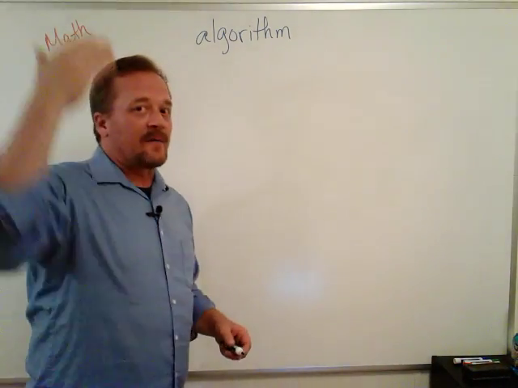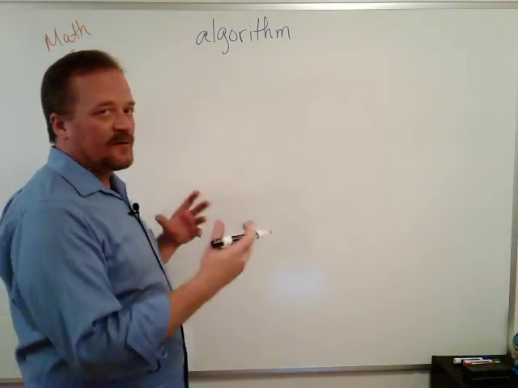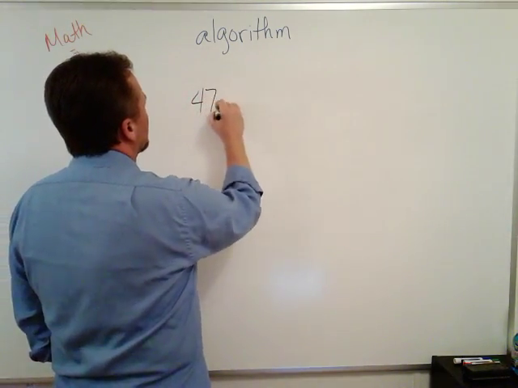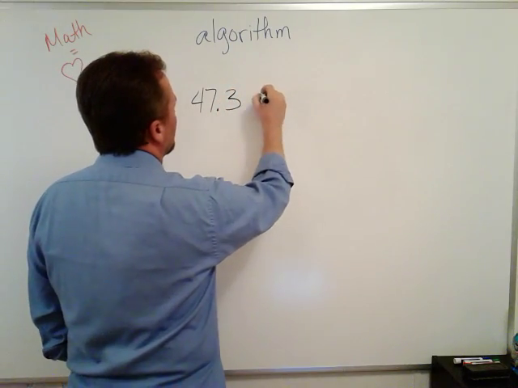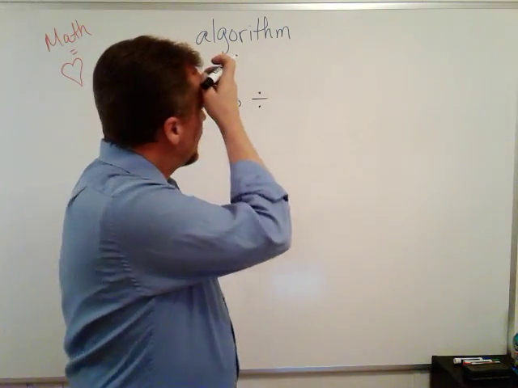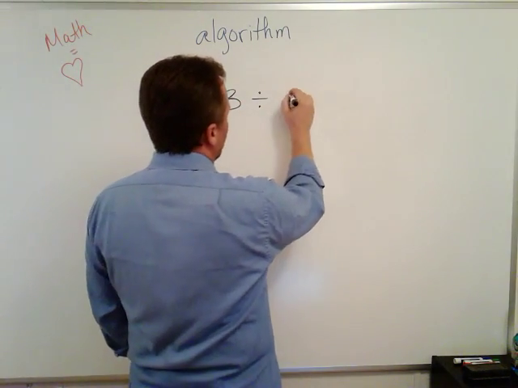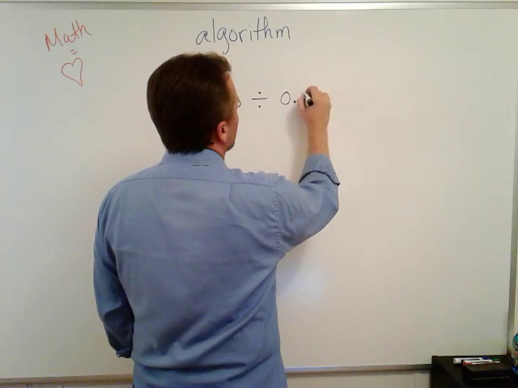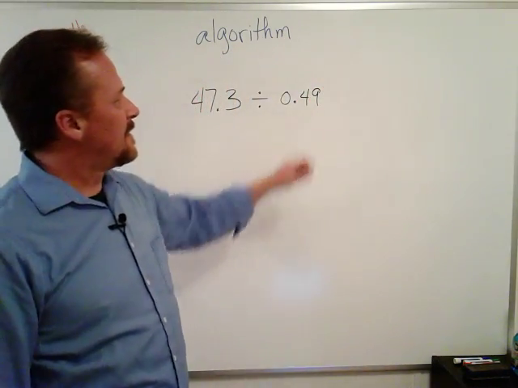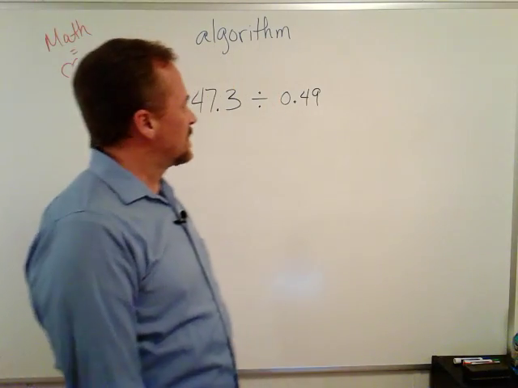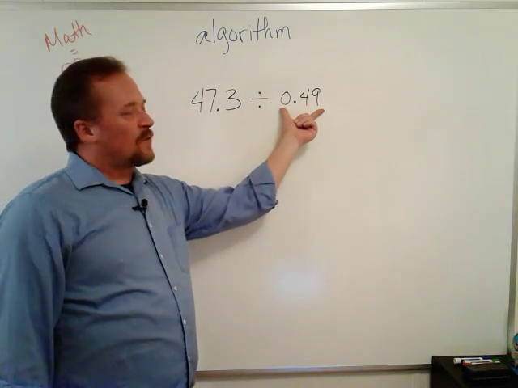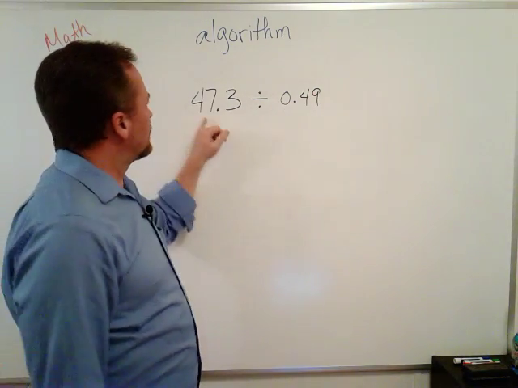But when you get into the higher math or into the sciences, you'll start seeing numbers that are weird like this. Let's say that we have 47.3. That could be some measurement we took. And we're going to divide that by 0.49. That's almost a half, but it's a little more precise, okay? So it's almost the same question as last time. How many times does 49 hundredths fit into 47.3?